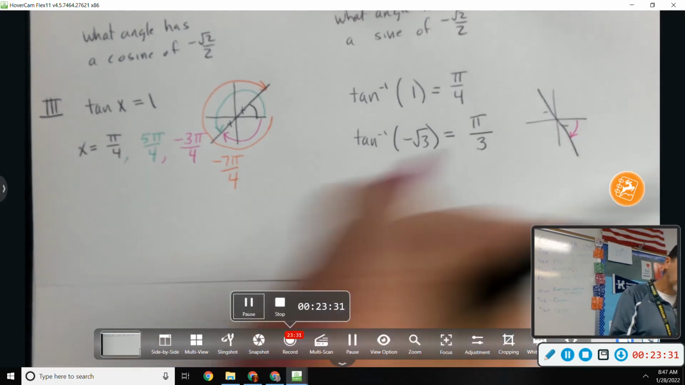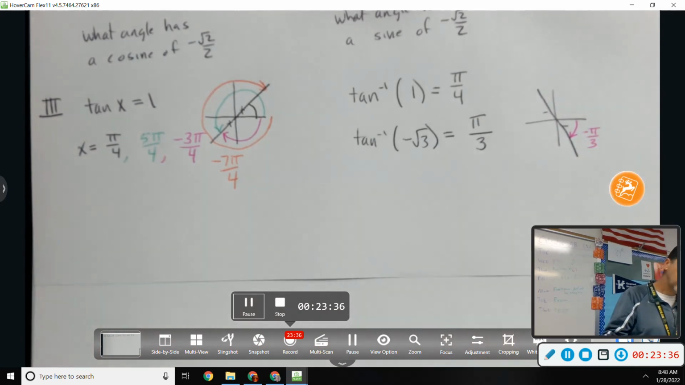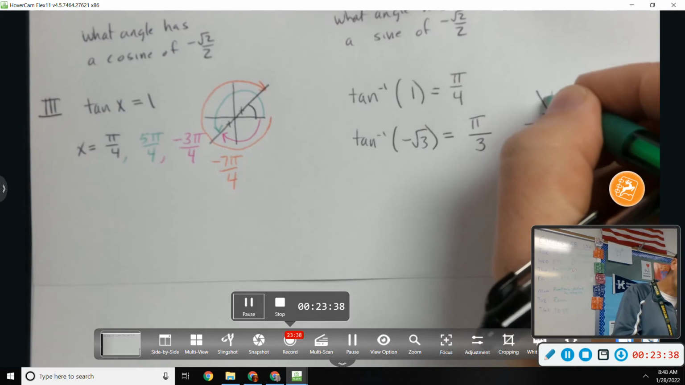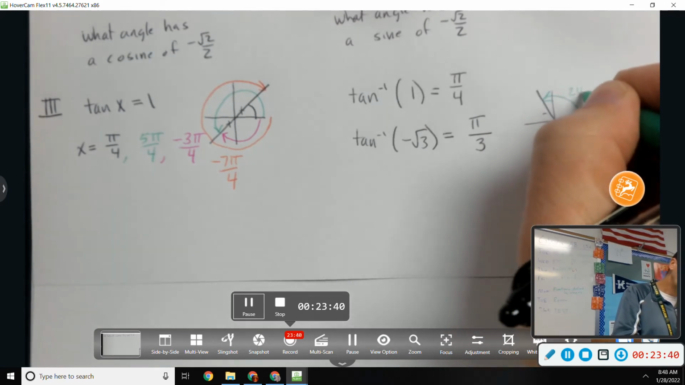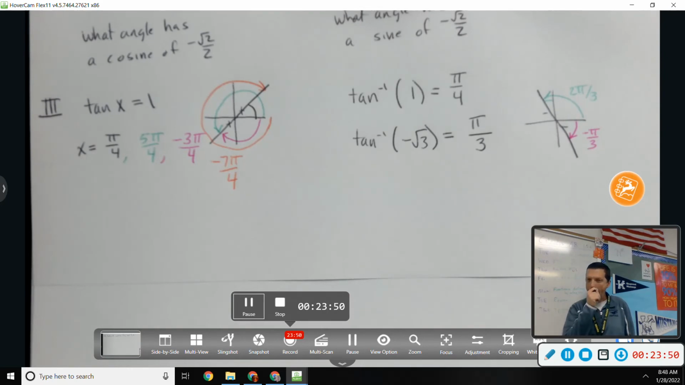So we could go negative pi over 3 would be one way to get there. 2 pi over 3 would be another way to get there. Do you know which way the committee went on this one? Negative pi over 3.